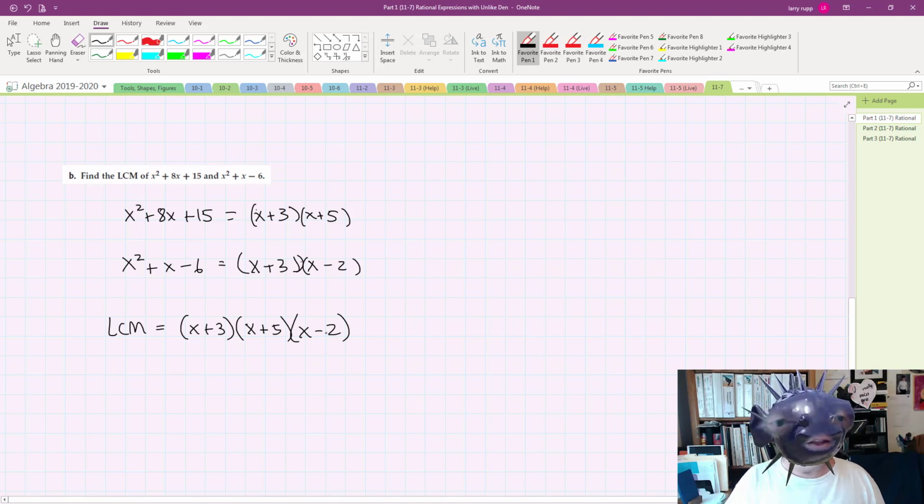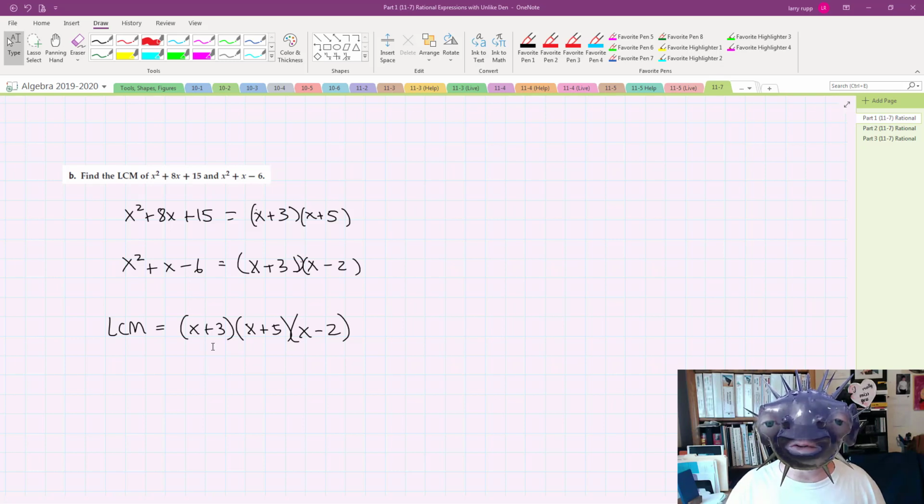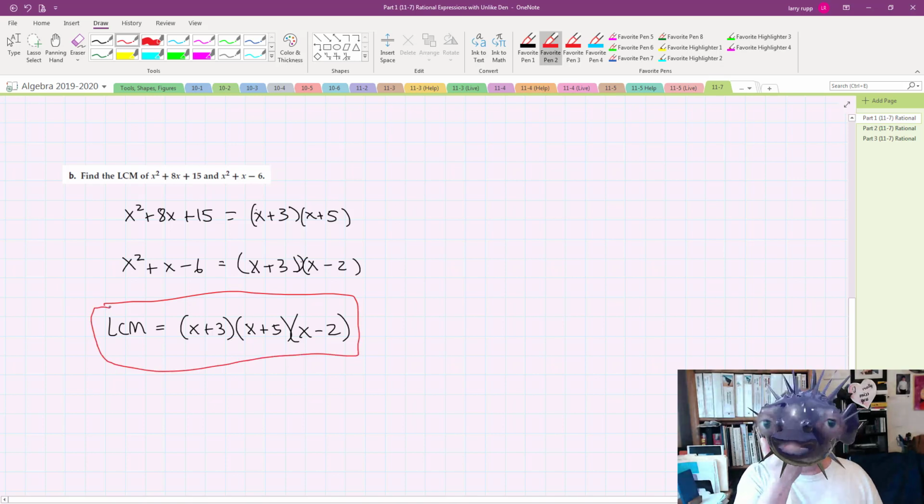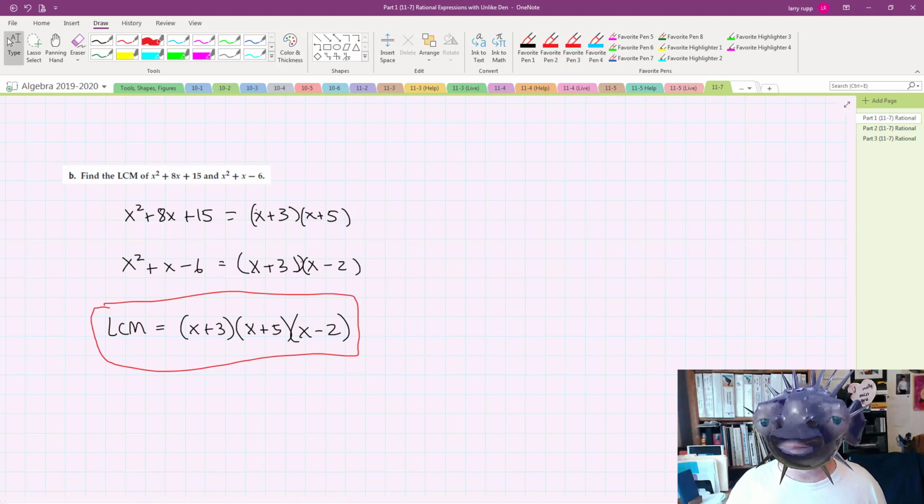Okay, so there we go. That's an x minus 2. So our least common multiple then is the factor x plus 3 and x plus 5 and x minus 2. There we go. Okay, moving on.